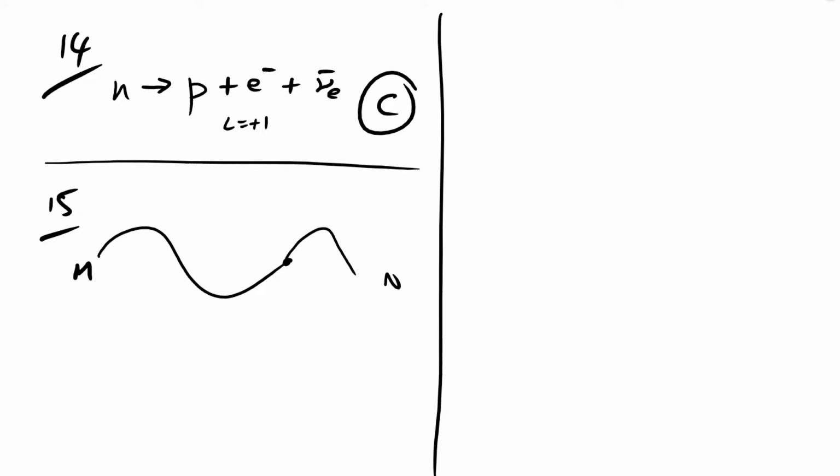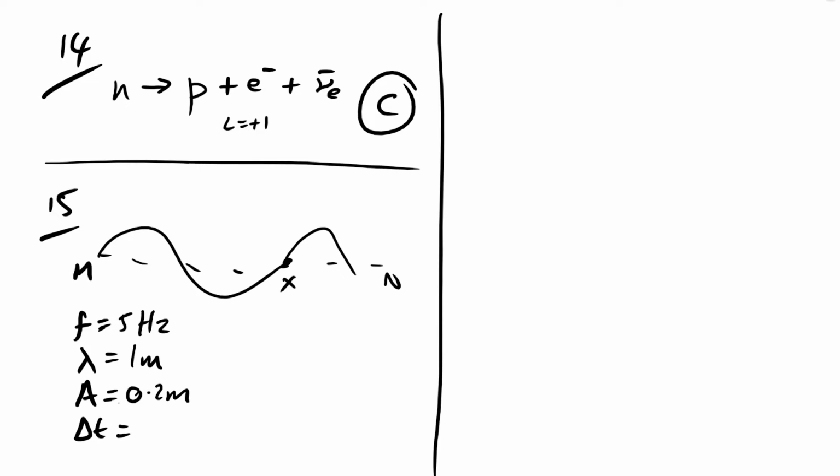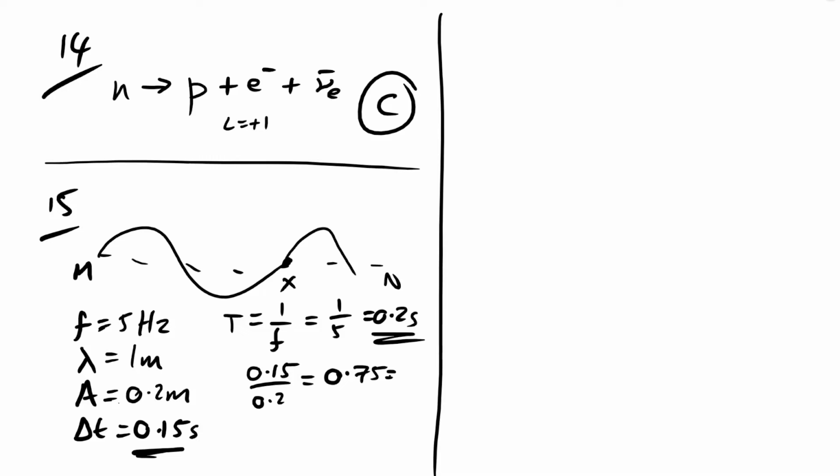Question 15, we have this wave and we have a point X that's at equilibrium. We're told that the frequency is 5 Hertz, wavelength is 1 meter, amplitude is 0.2 meters, and we're looking for where X is going to be 0.15 seconds later. Well, let's find out what the time period is. Time period is equal to 1 divided by frequency, so that's 1 divided by 5, so that's just 0.2 seconds. If the time period is 0.2 seconds, but the time itself is 0.15, that means that we have 0.75 or 3/4 of a whole wave or a full time period.